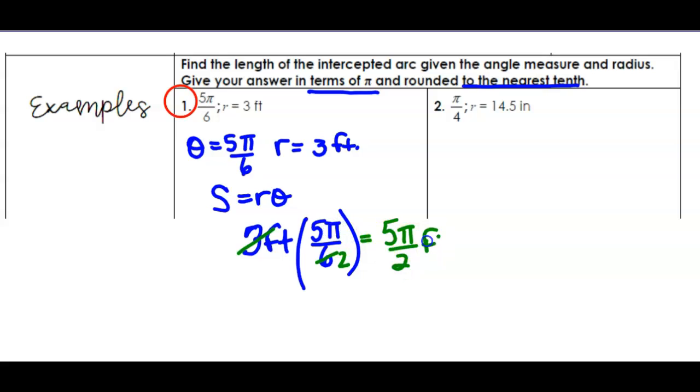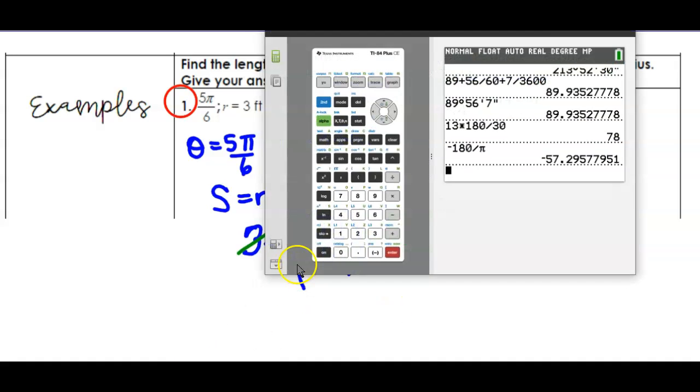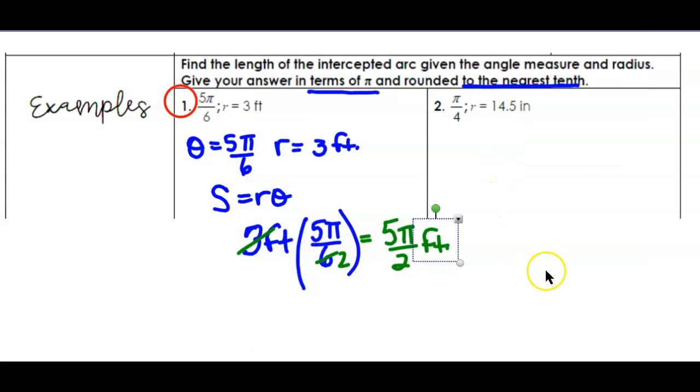So this is now feet, and then they want to know what that is as a decimal. 5 times pi, there it is, divided by 2. The decimal is 7 point, what did they say, tenths? So 7.9 feet. So you are to answer in terms of pi and as a decimal. That's it. It's r times theta. Reduce it.